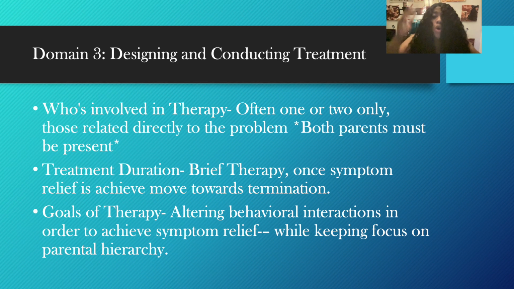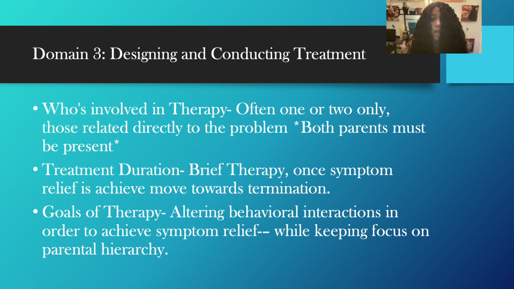You need to know who's involved in therapy, how long therapy is going to be, and what are the goals of therapy. The parents, it's so important. Both parents have to be in therapy for strategic therapy, or the people who are directly related to the problem. Strategic therapy is very brief. Once the problem has been resolved, termination time.